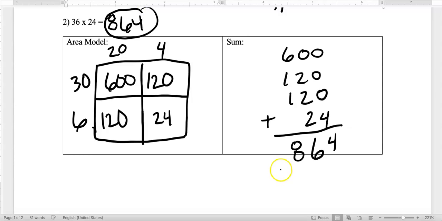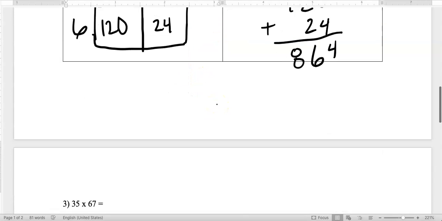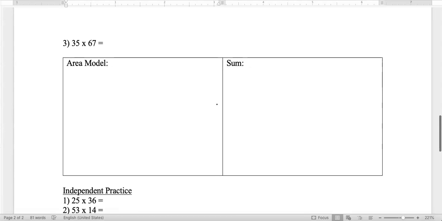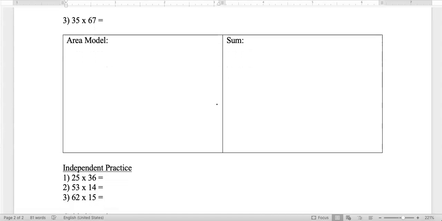864. If you need to pause, do that on your own. If you need to rewind it to see how I got this answer, feel free to do so. Because don't forget, this is your learning. You have to be responsible for your learning and make sure you understand how to use area model.